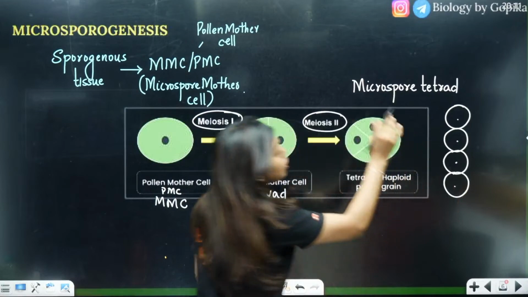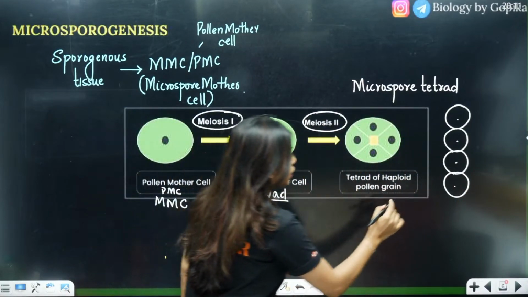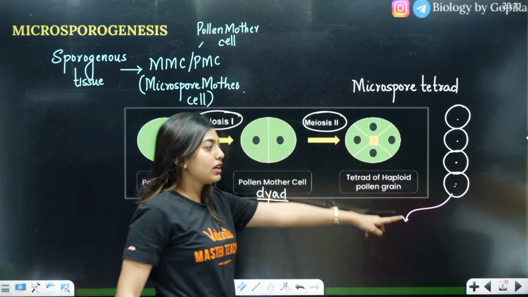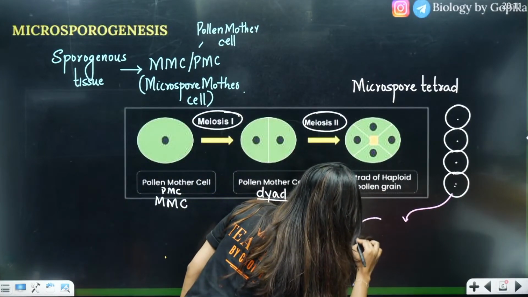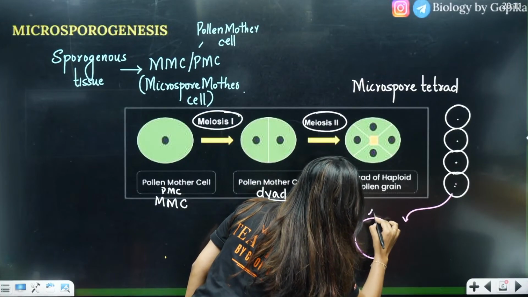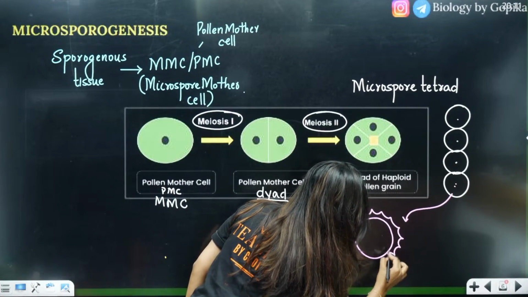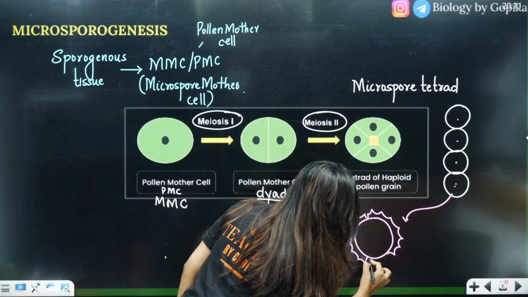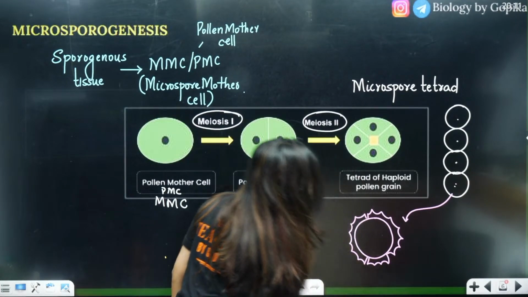So, students, each of this microspore can become a pollen grain. Let's say I have taken this one fellow and I am going to make him the pollen grain. So, this is your pollen grain. Is this clear? Now, you tell me, is pollen grain the gametophyte or the gamete?